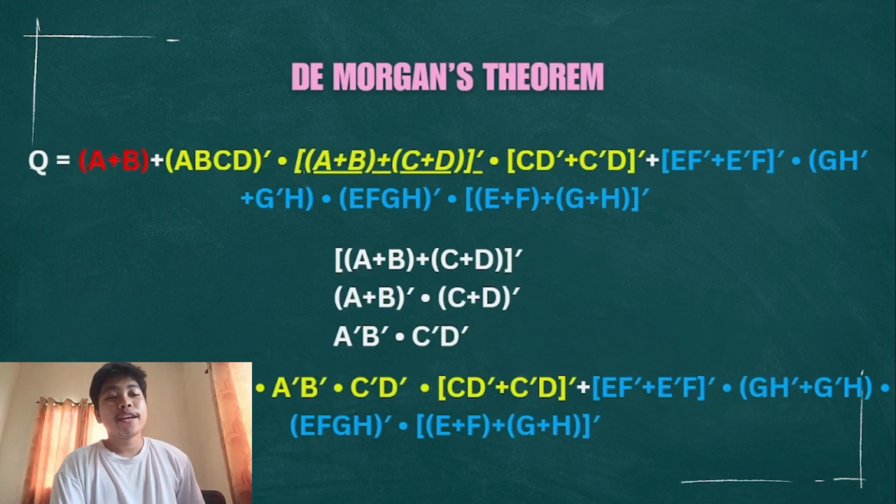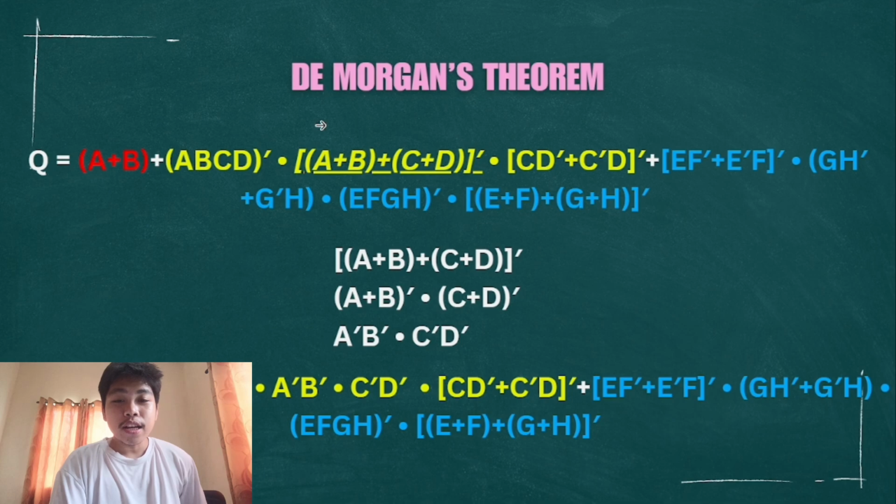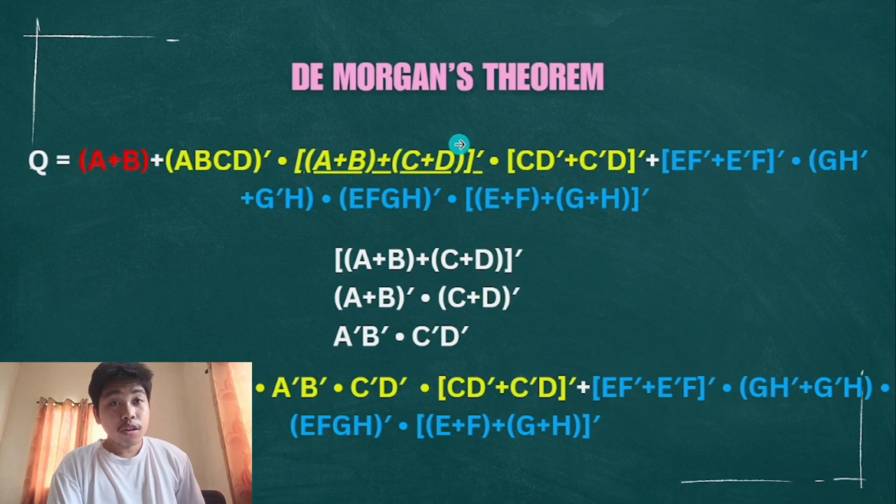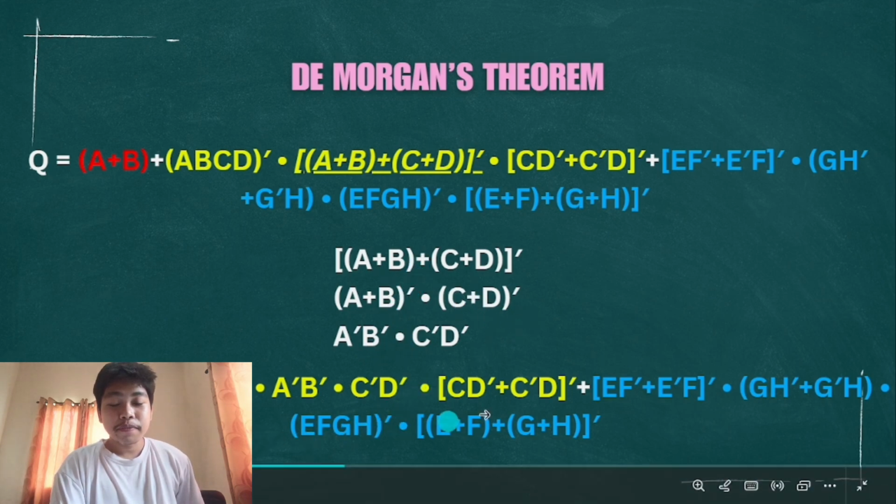Next, we apply De Morgan's theorem to this part of the expression. De Morgan's second law states that the complement of a sum becomes the product of the complements. So this (A plus B plus C plus D') will now become A'B' times C'D. Therefore, this will now be our updated term.